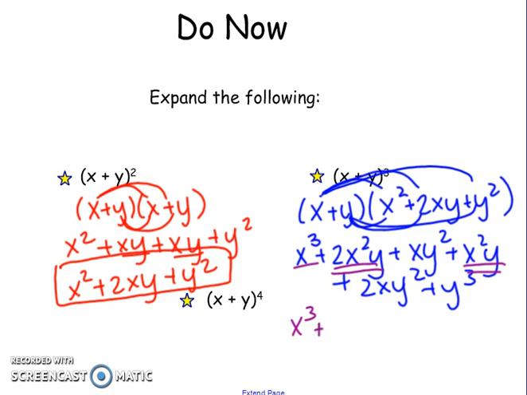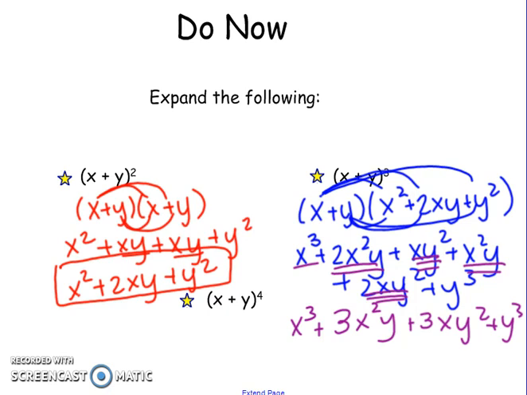So that's going to be 3x squared y. And now I have an xy squared, and I can combine that with any other xy squared. So I have a 2xy squared. So that's going to give me 3xy squared. And then I'm left with my y cubed at the end.